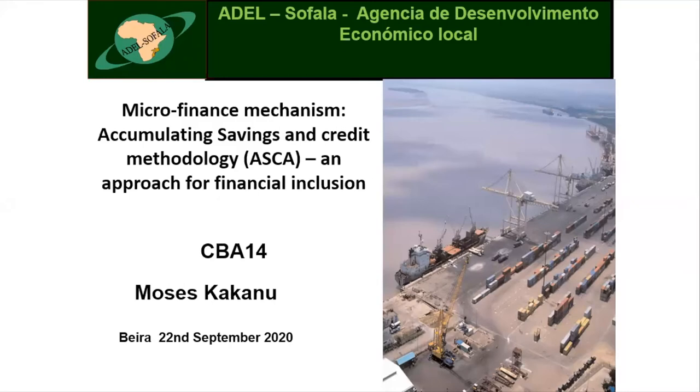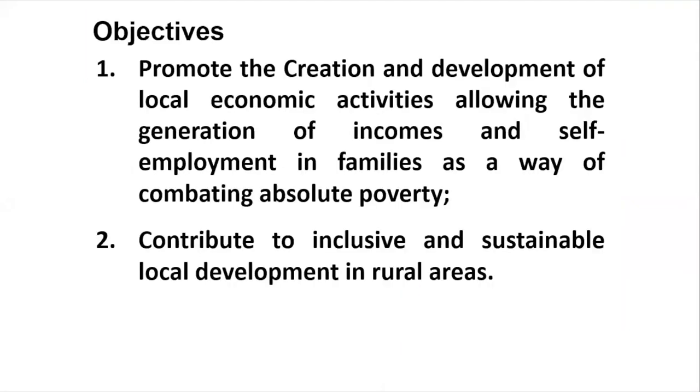Can we go to the next slide? The objective of ASCA is to promote the creation and development of local economic activities, allowing the generation of incomes and self-employment in families, but also in communities. And also to contribute to inclusive and sustainable local development in the rural areas. I've already hinted slightly at that. So these are the two principal objectives that we work on. Can we go to another slide?